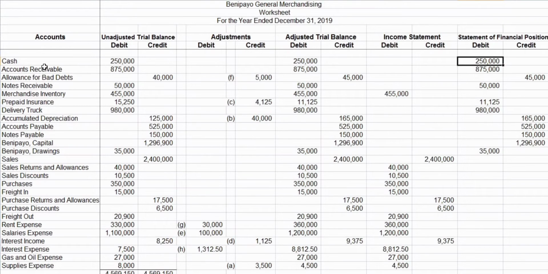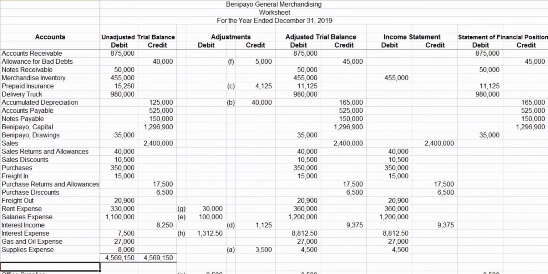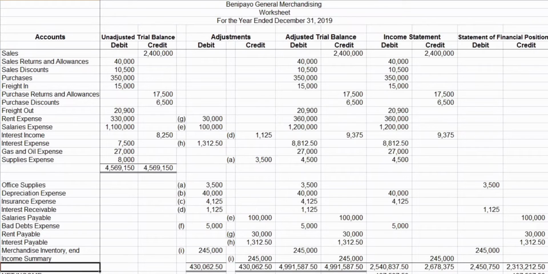Then, proceed to accounts receivable. Then, to allowance for bad debts. And so on and so forth, until the last account, income summary. But I'd like to point out some important things here.